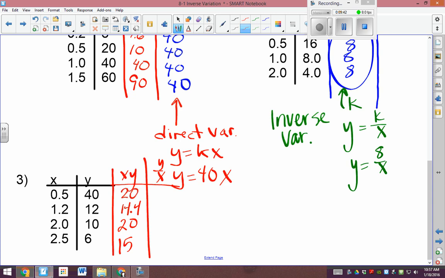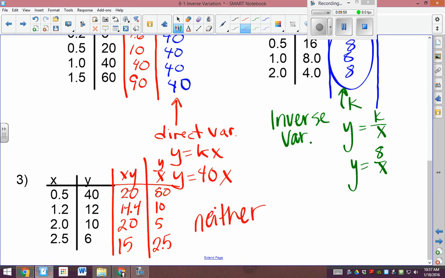Y divided by x, first one's 80. Then 10, 5, 2.4. This is definitely not constant either. So this does not represent a direct variation. It does not represent an inverse variation. So the only answer that we can say here is neither.